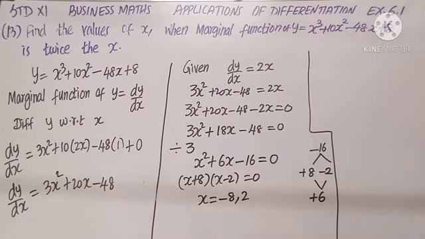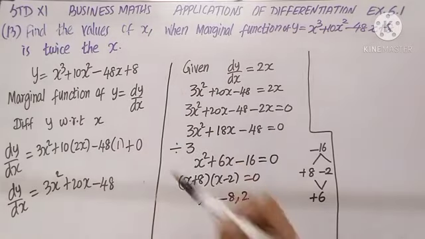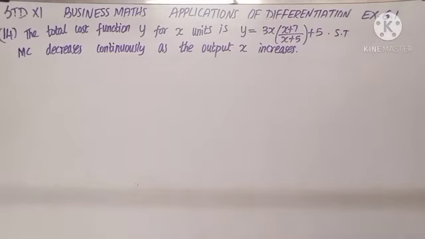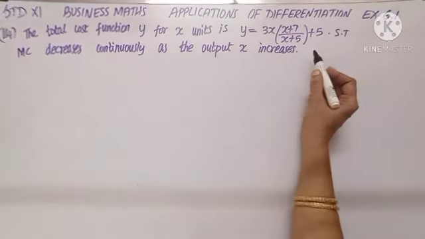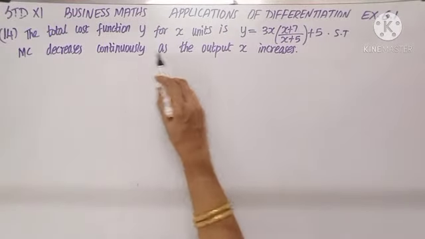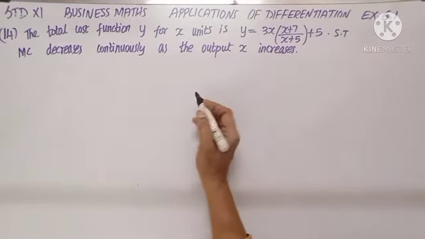The question is to find the values of x. So the values of x are minus 8 and 2. Question number 14. The total cost function y for x units is given. Show that marginal cost decreases continuously as the output x increases.